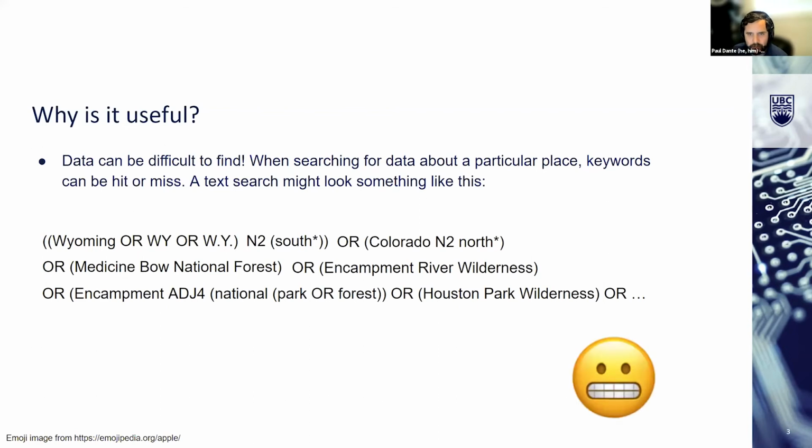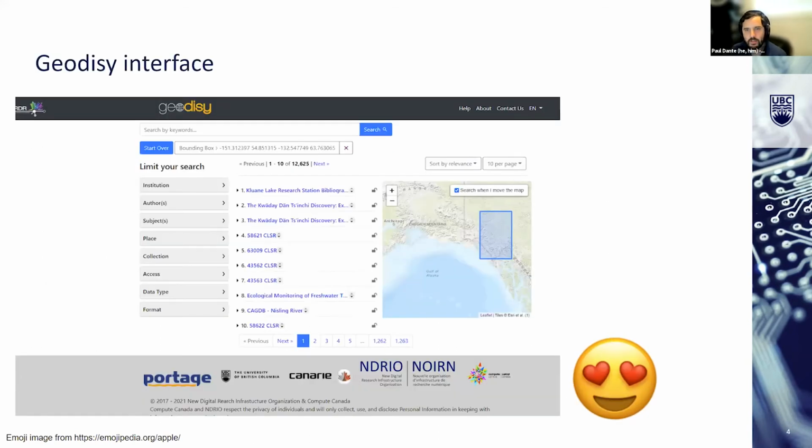With the Geodesy interface, the map is the driving force of where the search is looking. It's looking for any data set that at least part of its bounding box is incorporated into what the view is currently.